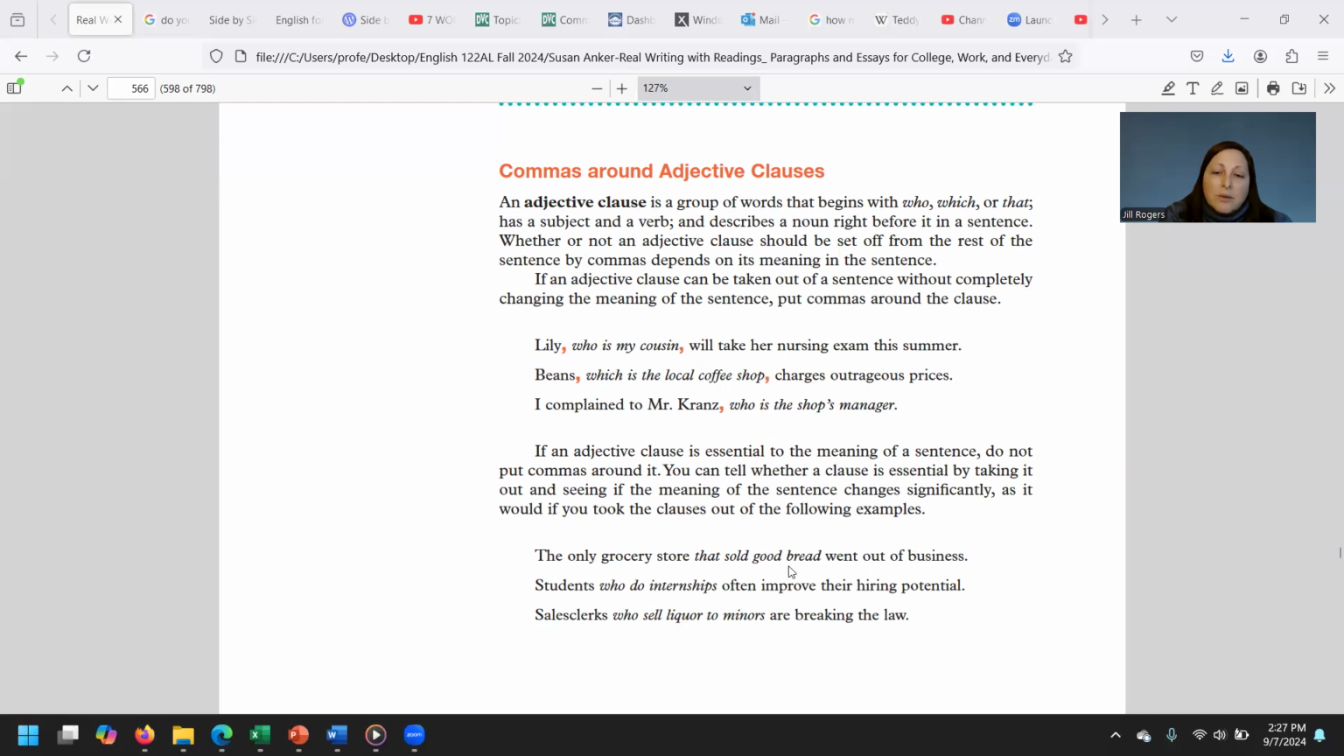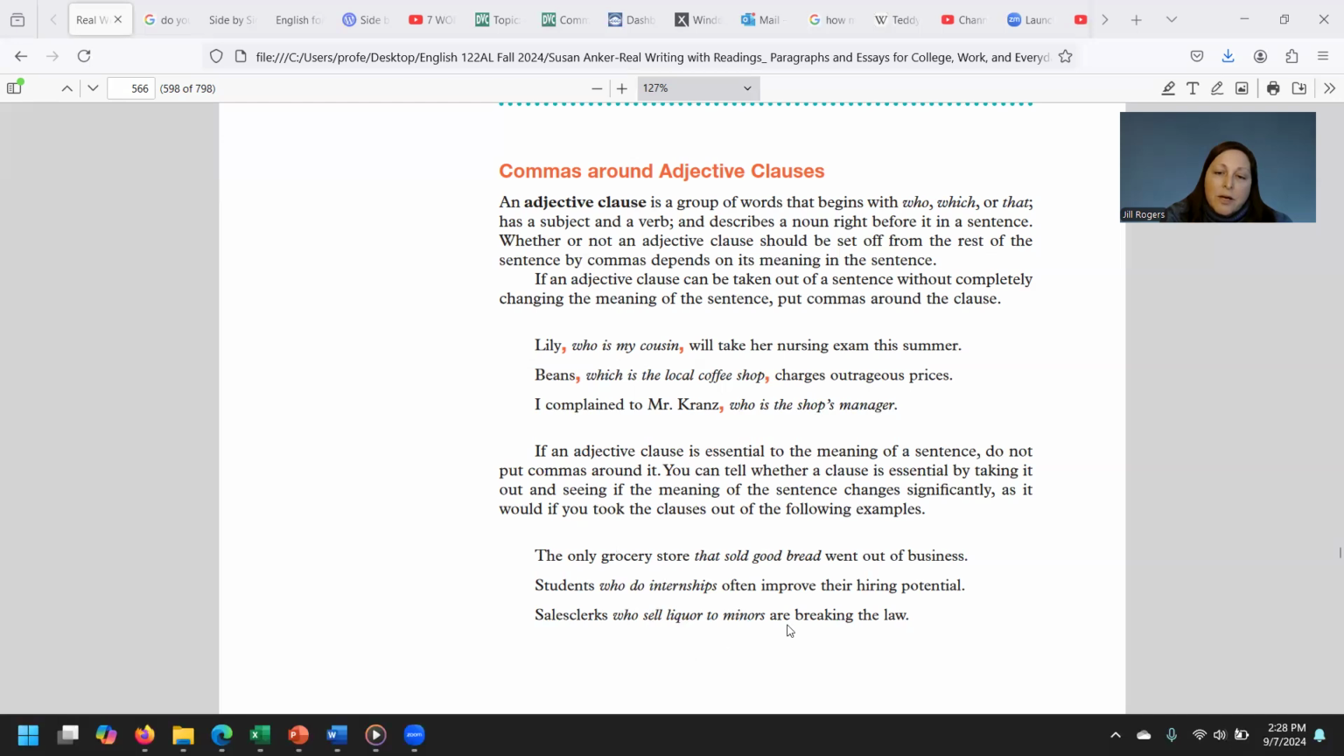The grocery store that sold good bread went out of business. The grocery store went out of business, that's not good enough because we're talking about a specific grocery store. You'll also always know that that doesn't take commas. Students who do internships often improve their hiring potential. You could even say if you just skip it, it doesn't make sense. So it's necessary to the meaning of the sentence. So it's not just any grocery store, it's not just any students, it's these specific students with the specific information about them, or the specific grocery store with the specific information about it.